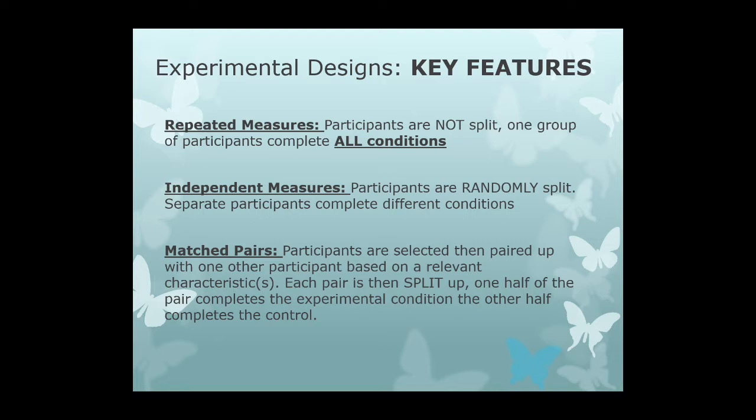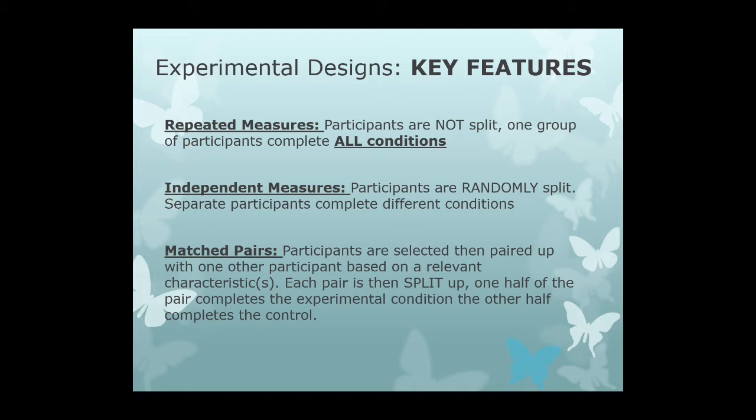So you have these two separate groups of participants, but to make it a little bit more sophisticated and more representative, instead of randomly allocating your participants to the different conditions, matched pairs works on the premise that you pair people up on specific characteristics first, that are relevant to your piece of research, and then you split each pair in half. So one half of the pair does the experimental condition and the other half completes the control condition.